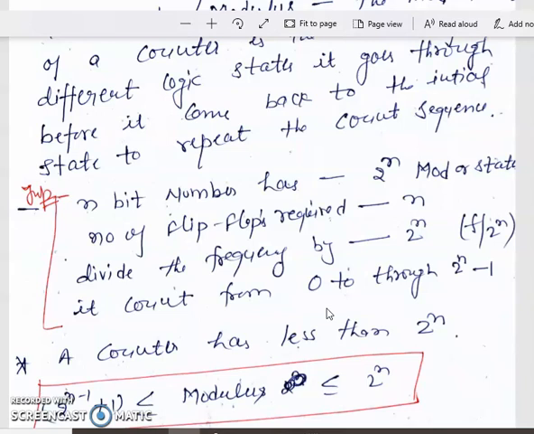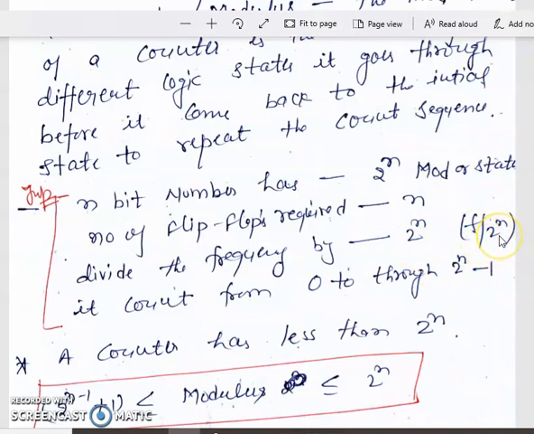For example, if we have n equal to 3, then it has 2 to the power 3 mod, meaning mod 8, or 8 states. It counts from 0 to 7, that is 0 to 2 to the power n, 8, minus 1, that is 0 to 7, with the frequency divided to f upon 2 to the power n.